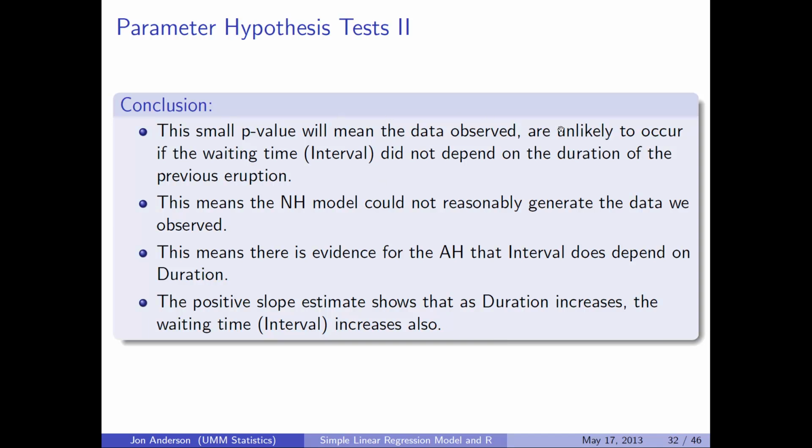Small p-value means that the data we've observed is very unlikely to occur under the conditions of the null hypothesis, that there's no relationship. So the data we've observed is very incompatible with that null hypothesis. The null hypothesis is just not reasonable to generate data like this. And so in the third bullet, there's evidence to doubt the null hypothesis. There's evidence to support the alternative. And that means because the estimated slope coefficient was a positive number, we've got very clear data evidence that there's an increasing relationship in the underlying data creation system. Longer eruptions mean longer waiting times.